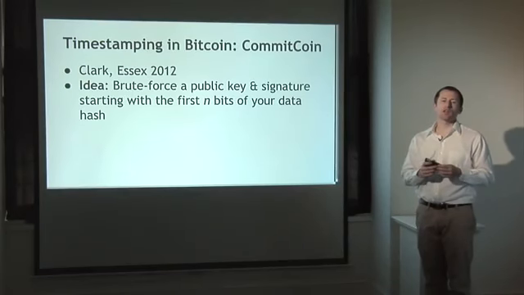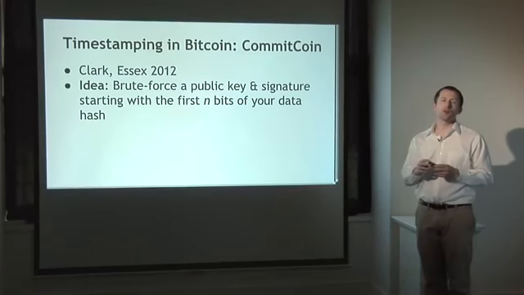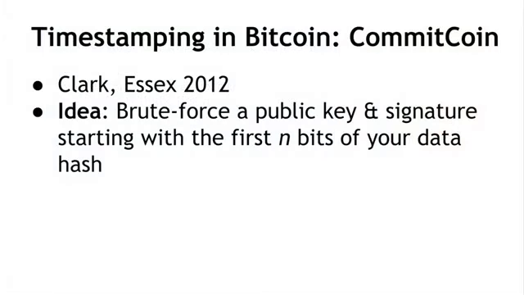So a more sophisticated way to do this is called CommitCoin, and this is a little protocol for finding public keys and signatures that have the data that you want to commit to embedded in the bits of the public key and the signature. So you have to do some brute force work here to find a special public key by simply trying to find a lot of public keys and a lot of signatures so that the bits that you want, the bits that represent the hash of your data, are also the bits of a valid public key.